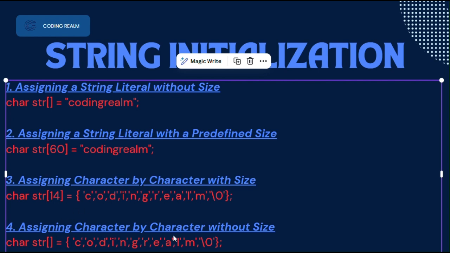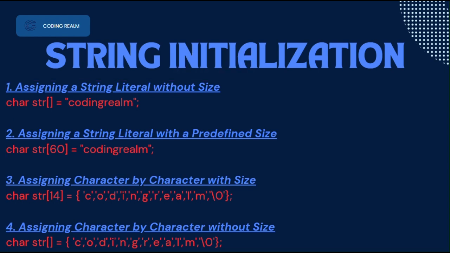Like here, like this example. And it's very important to put the null character in the end of the strings. These are the 4 ways to initialize a string in the C programming language. We need to use this in the example in the next video.